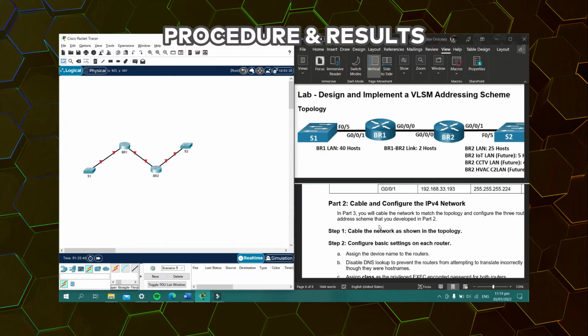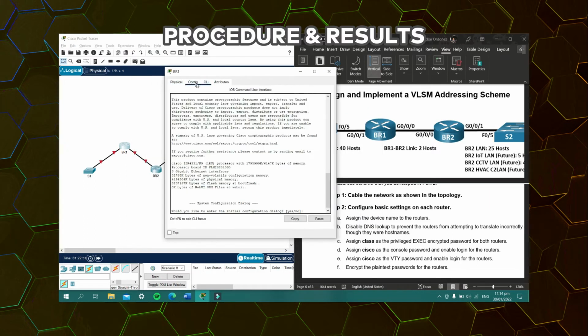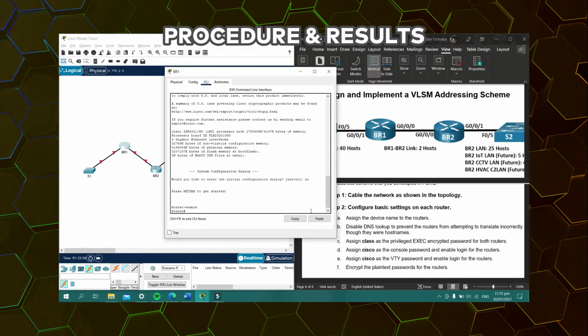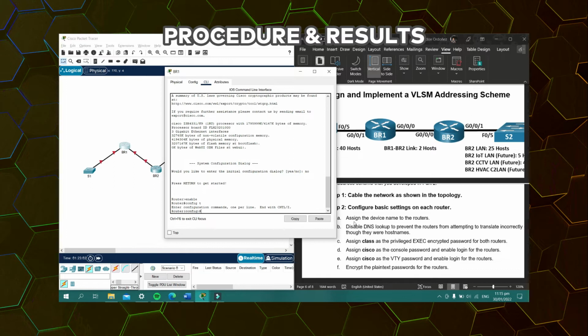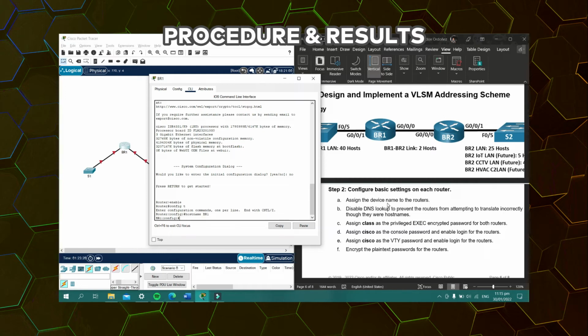Okay, so now the first step is we would go to BR1 and go to CLI. So enable and config. For the first step, assign the device name. So we will type hostname BR1. After that, disable DNS lookup to prevent the routers from attempting to translate incorrectly typed commands as though they were host names. So I'll type no ip domain-lookup.